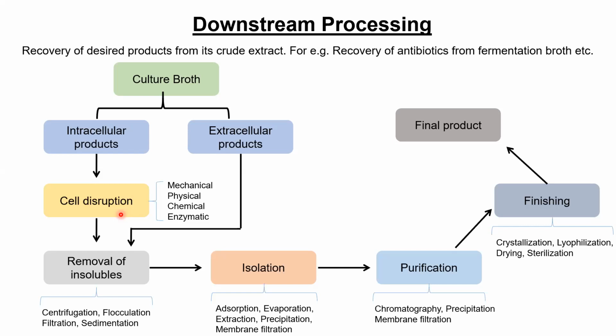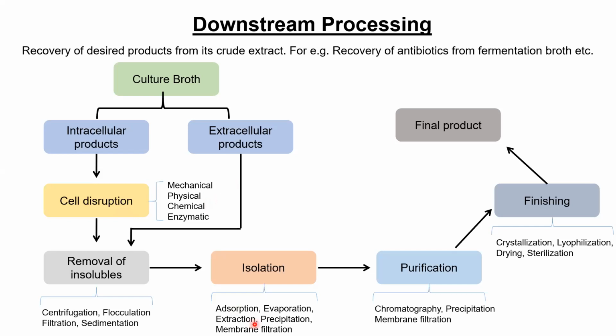Then we have to disrupt the cell if we want to grab our protein. For the cell disruption, we can use mechanical, physical, chemical, or enzymatic processes. Any process is fine. You just need to rupture the cell so that everything inside is released. Then we will remove the insolubles, because there will be a number of soluble as well as insoluble materials inside the cell. Flocculation, sedimentation, filtration, and centrifugation are some methods.